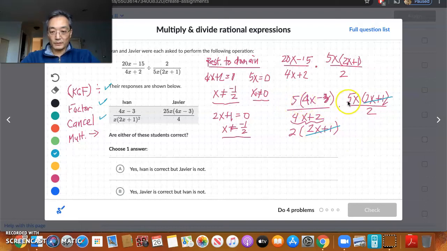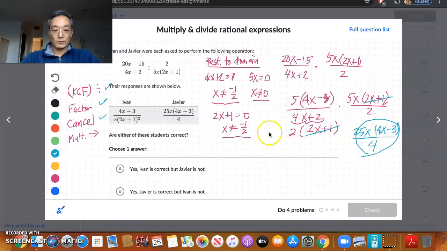So we have 5 times 5 is 25x, times 4x minus 3, over, and then we have this 2 times 2 is 4. So it looks like that's all we have. That's our final simplified expression.